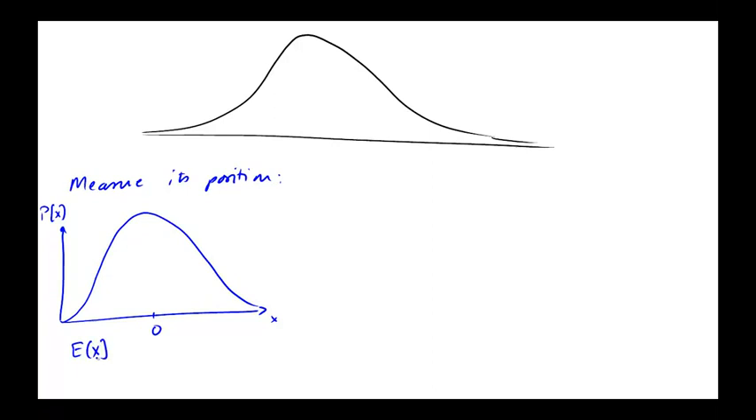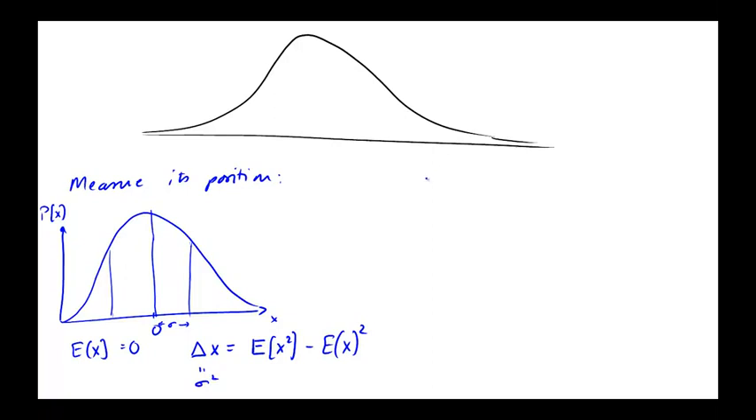So maybe the expected value of x in this case might be 0, and then there's our measure of uncertainty, delta x, which is just the variance of our probability distribution. So this is just the expected value of x squared minus the expected value of x, whole thing squared. That's the square of the standard deviation. So this is sigma squared, which is a measure of how spread out this distribution is.